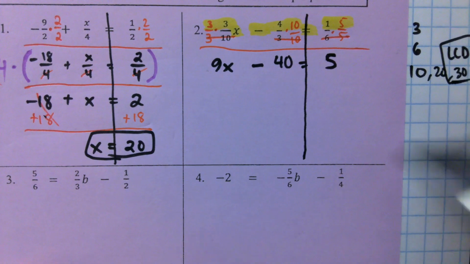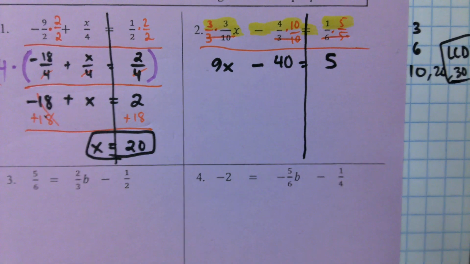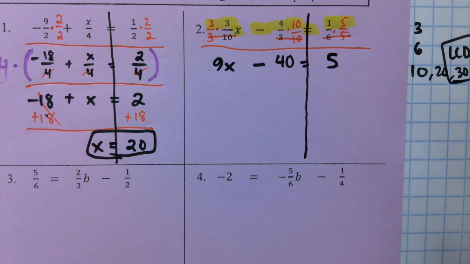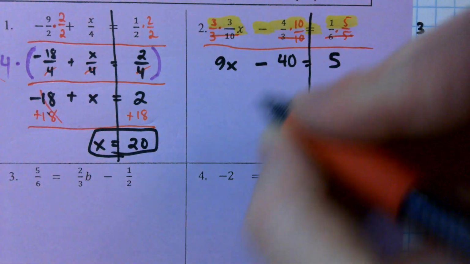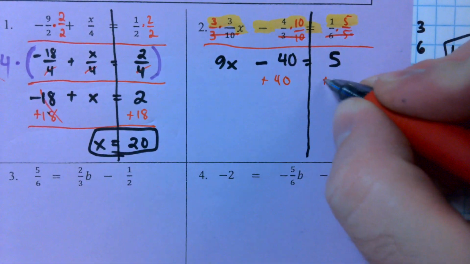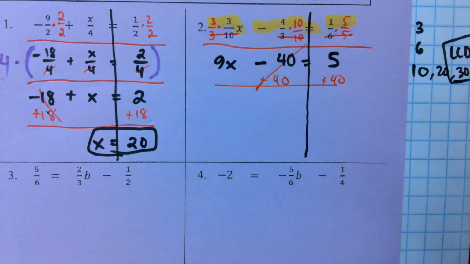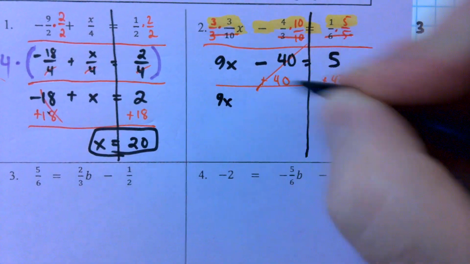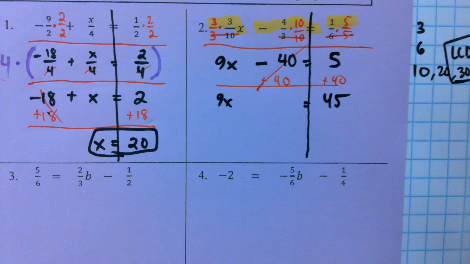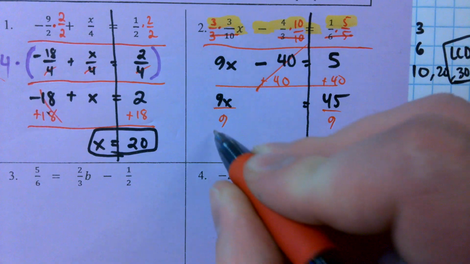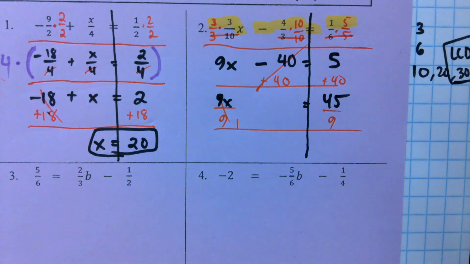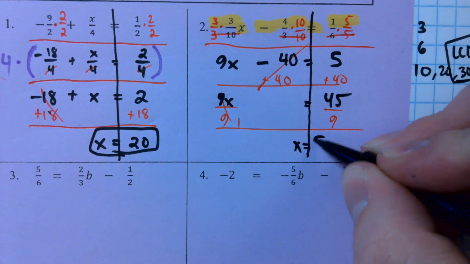What can I do from here to get x all by itself? Janelle? Perfect. Add 40 to both sides. What is 5 plus 40? 45. What's my last step going to be? Divide by 9. How many times does 9 go into 45? 5 times. So x is equal to 5.